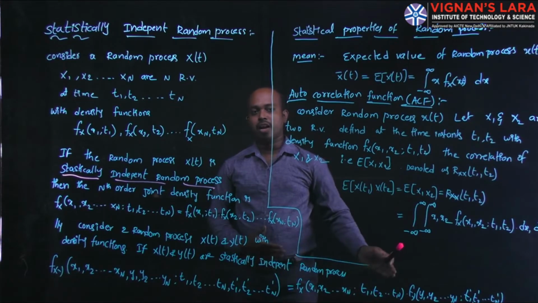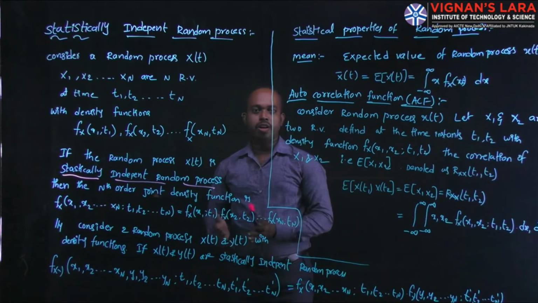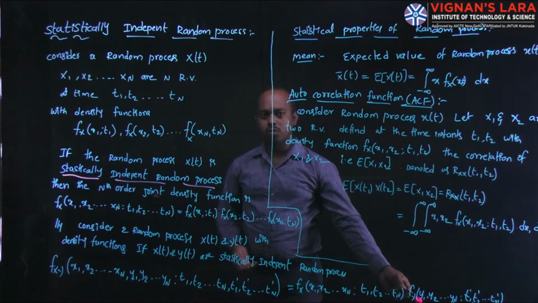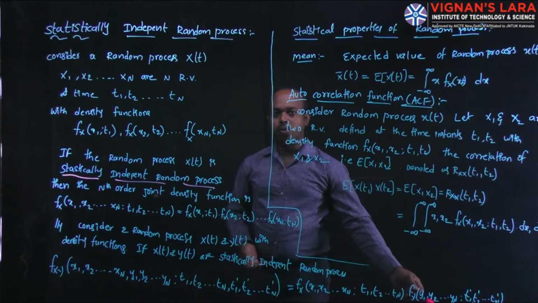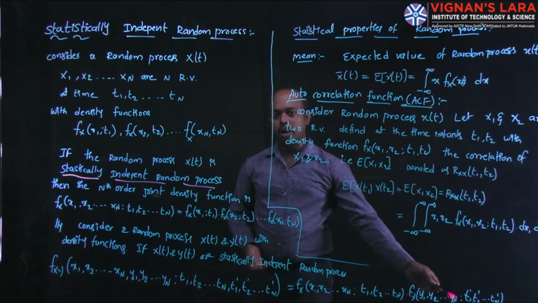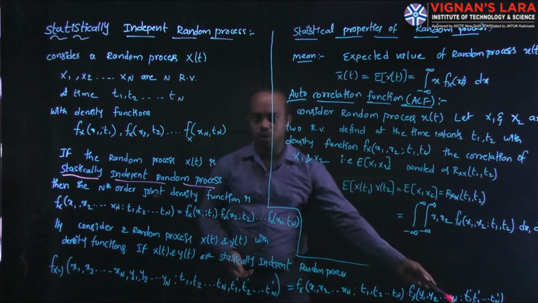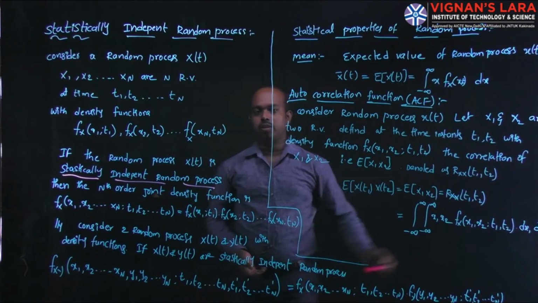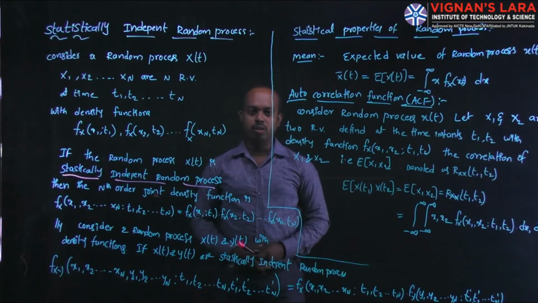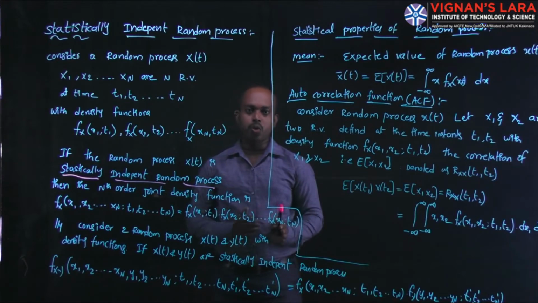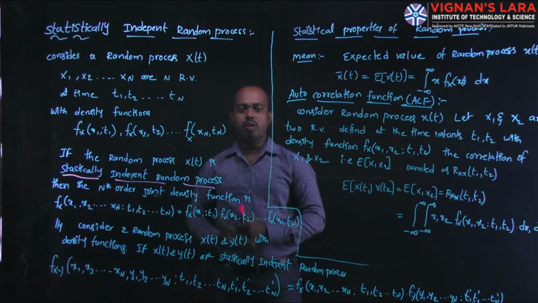This is the density function of the random process x of t. It is multiplied with the density function of the random process y of t, that is small fy of y1, y2 and so on yn, and the timings are t1 dash, t2 dash up to tn dash. This is the formula we have when we take the statistically independent concept on two random processes x of t and y of t.